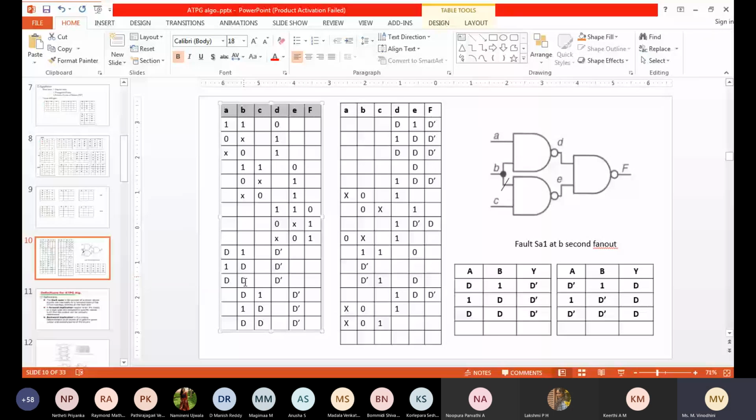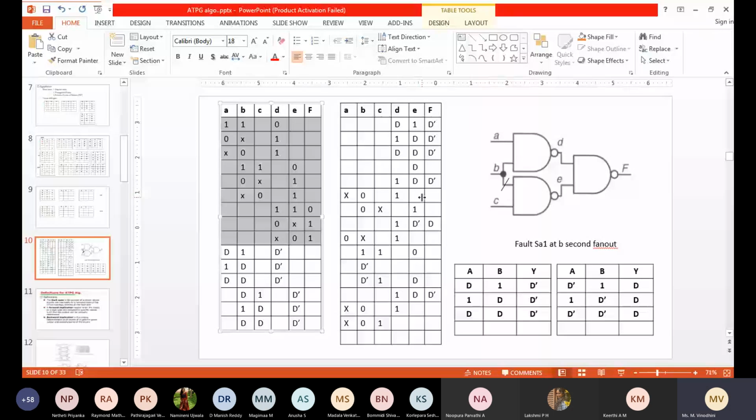Third step, we need to consider the fault, activate the fault. And for each propagation, change the row. First gate propagation, one row, next row, row by row, you need to enter. Propagation, then activation. For propagation, you need to take the help of the propagation D cube entries. For the line justification, you need to take the help of a singular cover. So this is what is known as D algorithm.